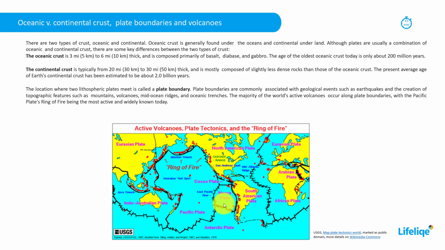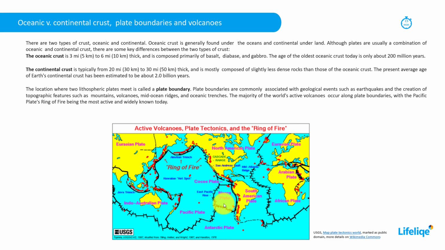There are some key differences. Oceanic crust is approximately 3 to 6 miles thick, and it's composed of basalt, diabase, and gabbro. The age of the oldest oceanic crust today is only about 200 million years old, and geologists will date the crust using carbon dating, and samples are taken from that crust and analyzed in a lab, and it's very possible to determine with a high degree of accuracy how old crust is.